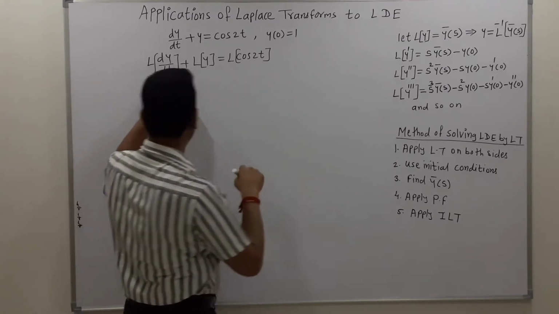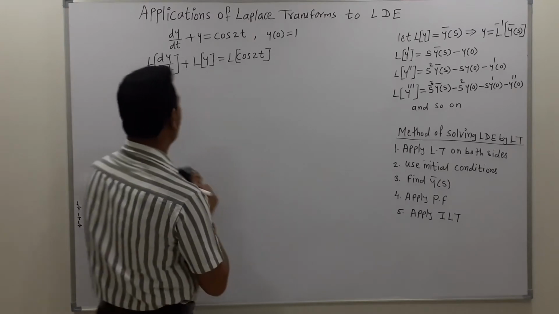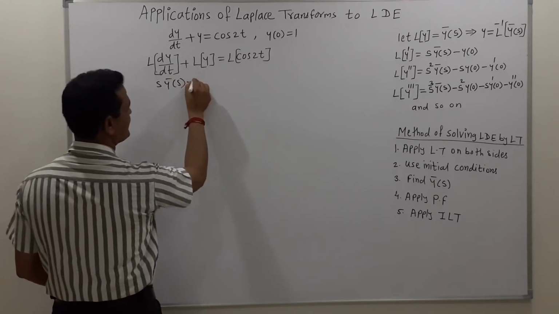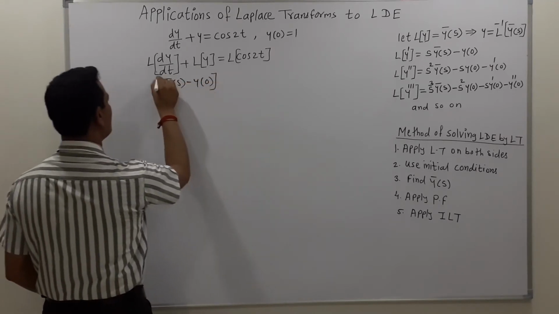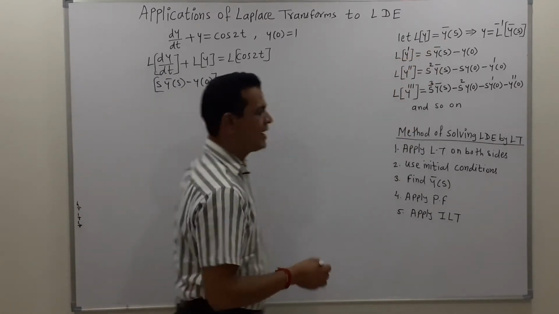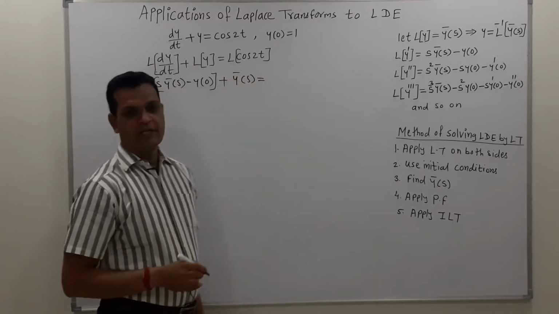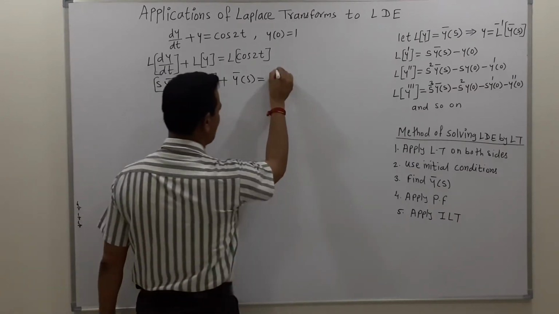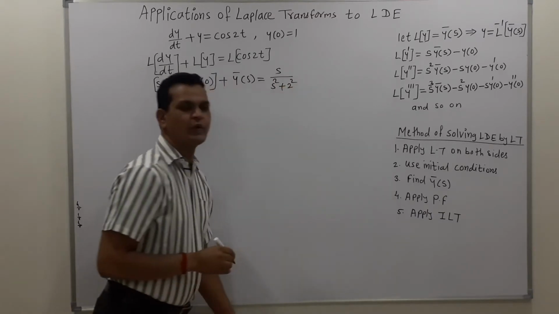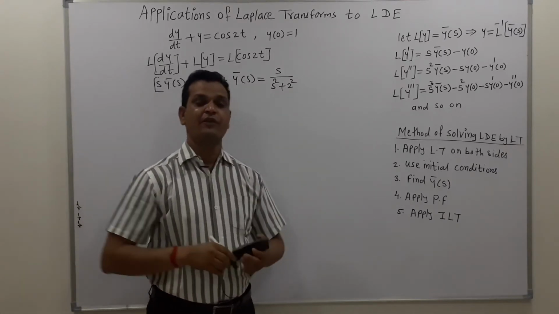So now we know that this is the Laplace transformation of the first derivative of y with respect to t. So this formula is applicable. So we can write this as s into y bar of s minus y of 0. So this is the first term, plus Laplace transformation of y. Laplace transformation of y is y bar of s. So we can write this as y bar of s is equal to Laplace transformation of cos of at. So the standard formula is s upon s square plus a square, which is 2 square. So 2 square is 4. So this is the first step where we apply the concept of Laplace transformation.